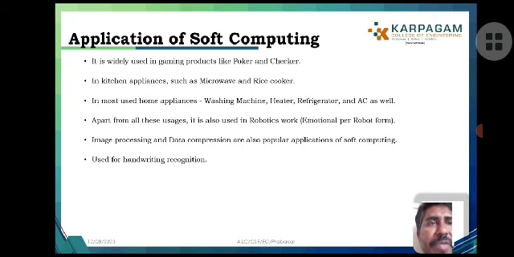Now we have entered the applications of soft computing. What are the applications of soft computing? It is widely used in gaming products like poker and checkers, in kitchen appliances such as microwaves and rice cookers, and in most home appliances: washing machines, heaters, refrigerators and ACs as well. Apart from these, it is also used in robotics work, emotional pet robots, image processing and data compression, and is also a popular application for handwriting recognition.